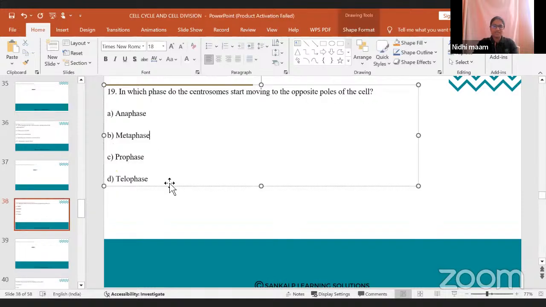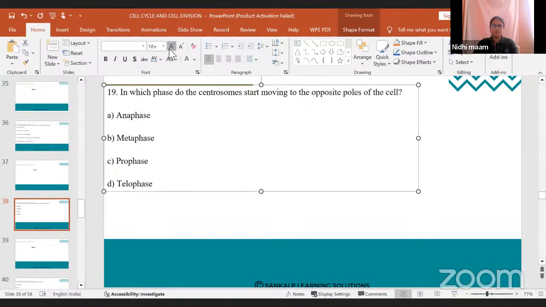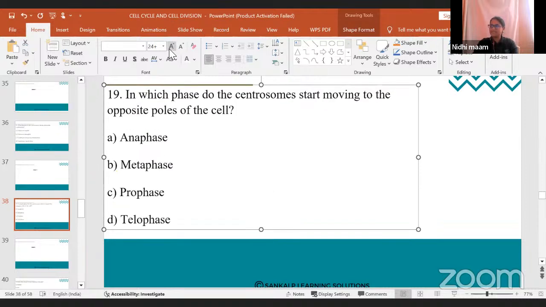Next question. In which phase do the centrosomes start moving to the opposite poles? In which phase do the centrosomes start moving? They asked centrosome, not chromosome. Start moving to the opposite poles of the cells. A, anaphase, B, metaphase, C, prophase, D, telophase.